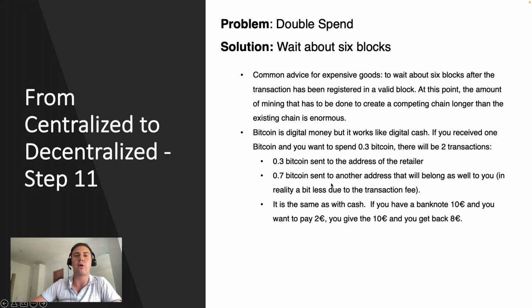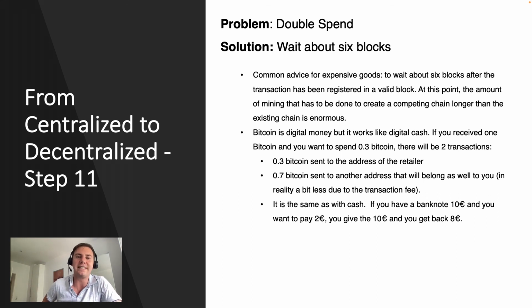In fact, the common advice for expensive goods is to wait about 6 blocks after the transaction has been registered in a valid block. At this point, the amount of mining, or amount of energy, that has to be spent to create a competing chain longer than the existing one is considered enormous and practically not possible, so cheating is not feasible. So for expensive goods, it's always good to wait 6 blocks, or let's say 1 hour, and once a transaction is visible and validated, then it will remain. And importantly, that's also one of the breakthroughs of Bitcoin, of Satoshi Nakamoto: using the energy. That's why proof of work is also important. The blockchain will be immutable. After 6 blocks, it's considered almost impossible to change the chain.